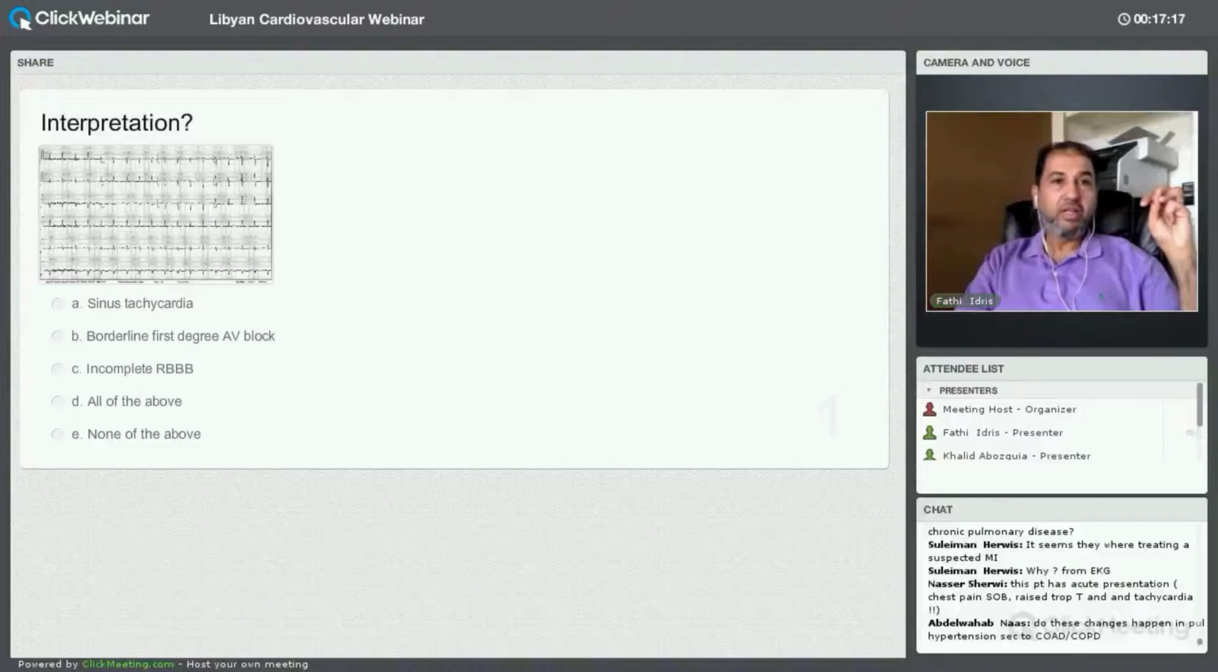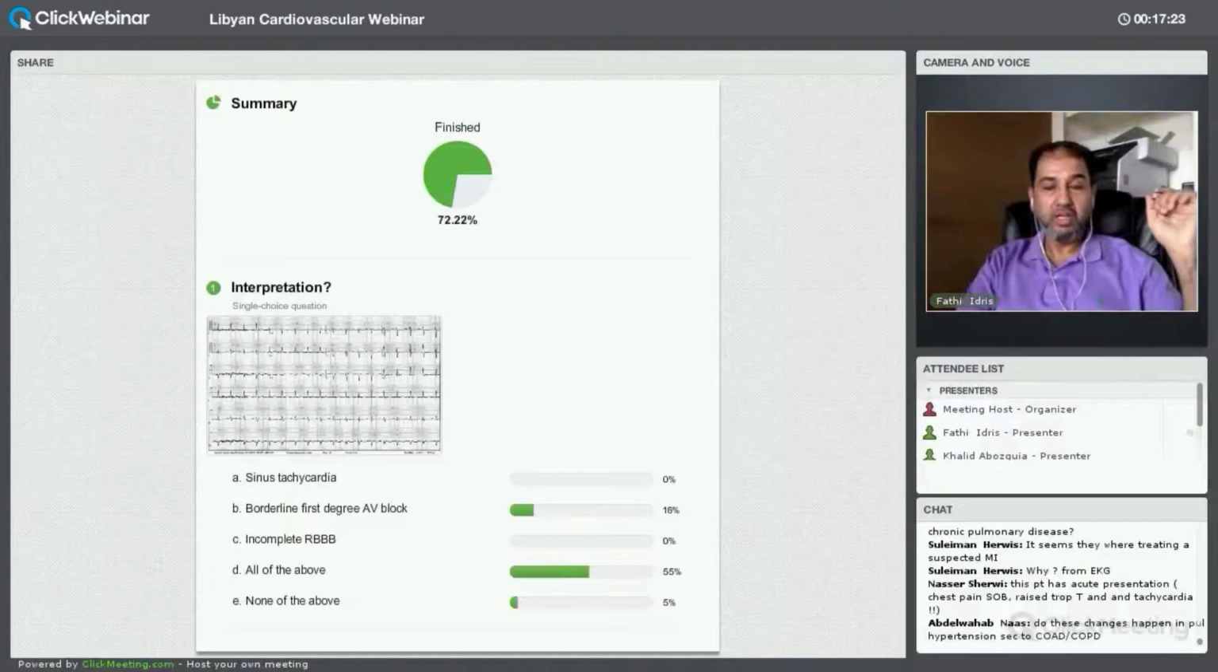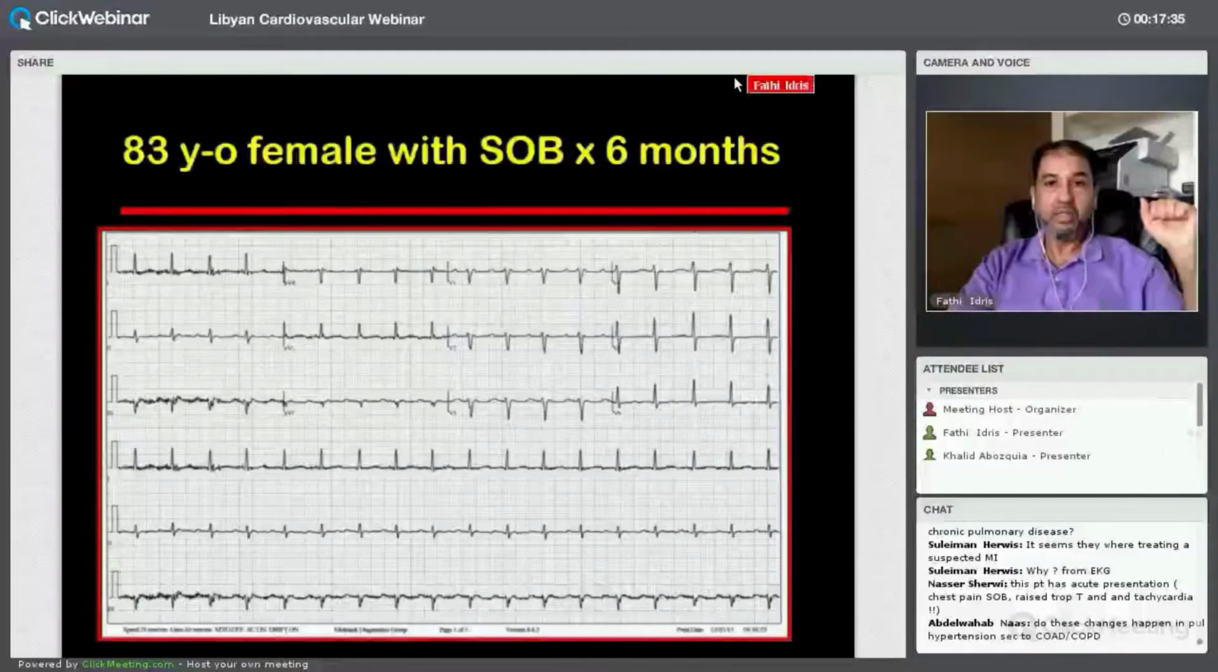Okay, most people have answered, so let's see the results. The majority of people answered number 4, all of the above. Now we're going to go back to the case. As you can see, there's sinus tachycardia.